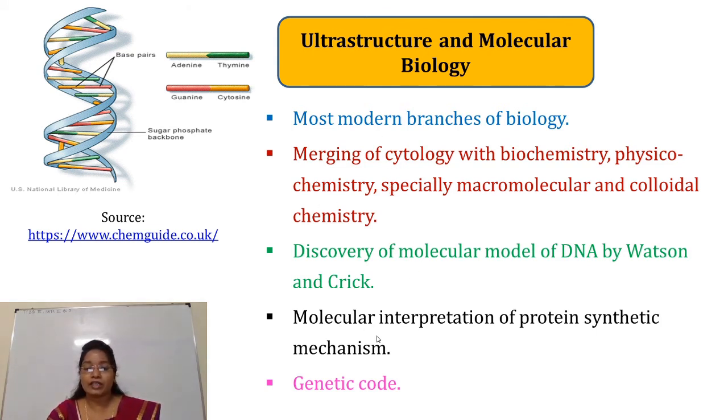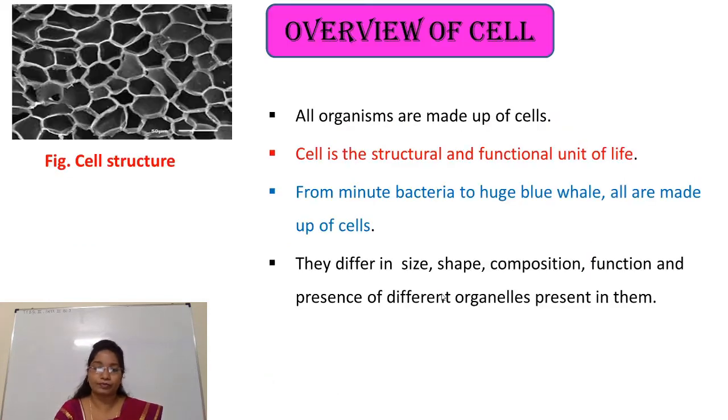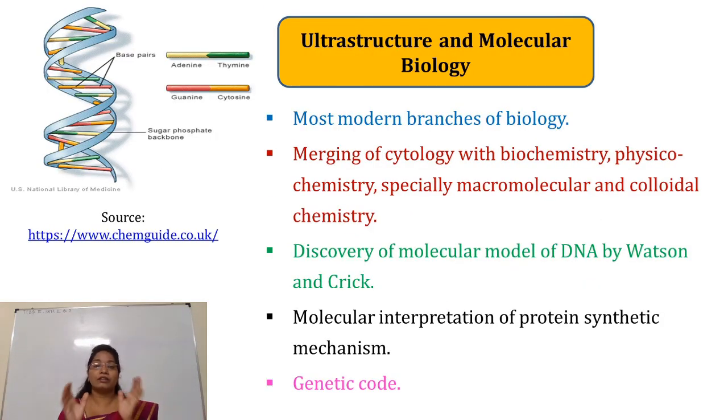Next advantage is molecular interpretation of protein synthetic mechanism. As we know, there is a conversion of DNA to RNA. Such protein synthesis mechanism can be possible with the help of this molecular biology. Again, for the study of genetic code, this ultrastructure and molecular biology branch is very much beneficial. So, these are some of the biological sciences associated with cell biology.